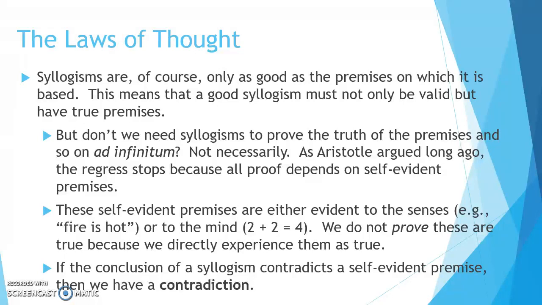Syllogisms are, of course, only as good as the premises on which they are based. This means that a good syllogism must not only be valid, but have true premises. But don't we need syllogisms to prove the truth of the premises and so on ad infinitum? Not necessarily. As Aristotle argued long ago, the regress stops because all proof depends on self-evident premises. These self-evident premises are either evident to the senses, for example, fire is hot, or to the mind, 2 plus 2 equals 4. We do not prove these are true because we directly experience them as true. If the conclusion of a syllogism contradicts a self-evident premise, then we have a contradiction.